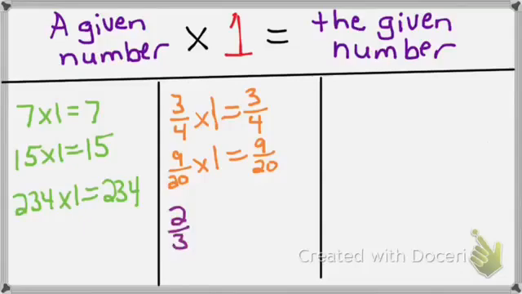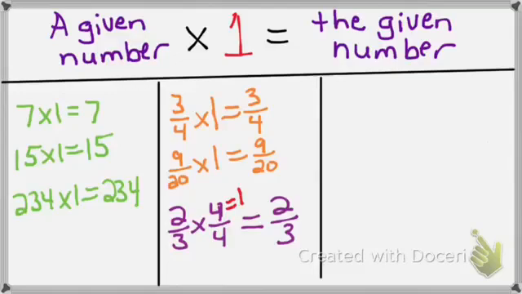Let's look at it in a slightly different format right now. What if my given number was 2/3? And I multiplied it times 4/4. Well, in 4/4, the numerator and denominator are the same, and when my numerator and denominator are the same, I know that that fraction is equal to 1. So 2/3 times 4/4 is really the same thing as saying 2/3 times 1. So my answer should equal my given number, which was 2/3. Because a given number times 1, no matter what that 1 looks like, equals the given number.